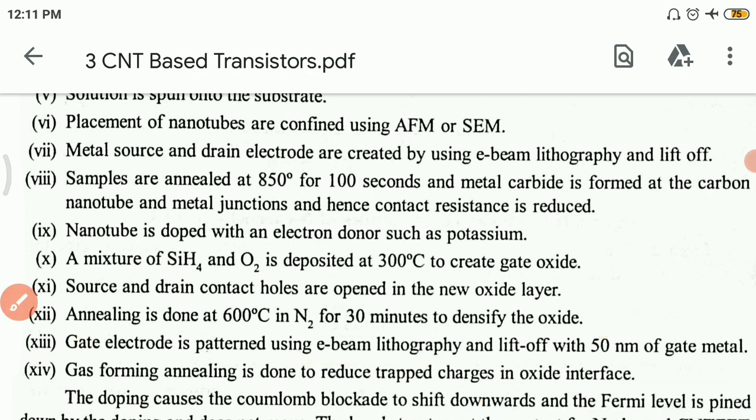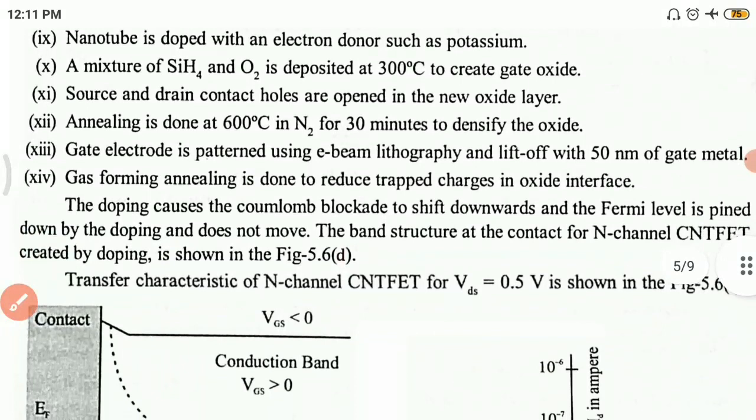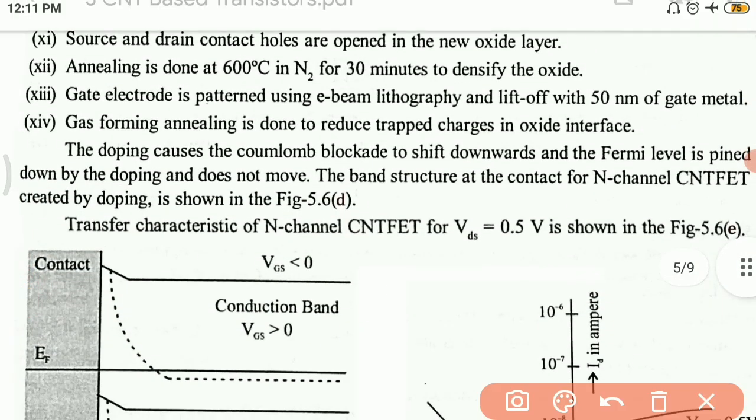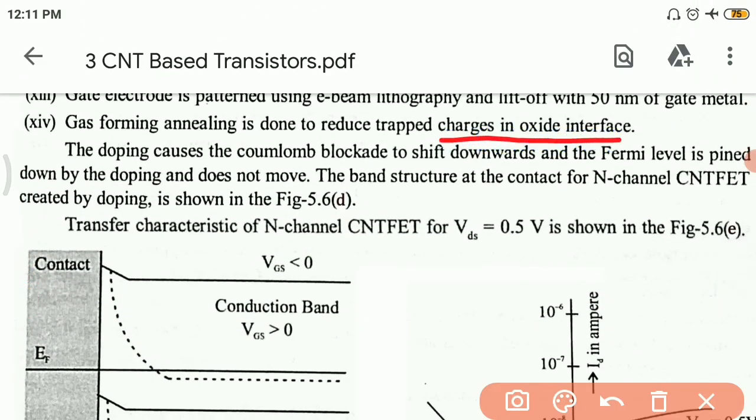Now the gas which is forming the annealing is done to reduce the trapped charges in the oxide interface, right? So here the doping actually causes the Coulomb blockade to shift downwards, and the Fermi level is pinned down by the doping and does not move. Okay, so here this is the same band structure of n-channel CNT FET which is created now by doping.